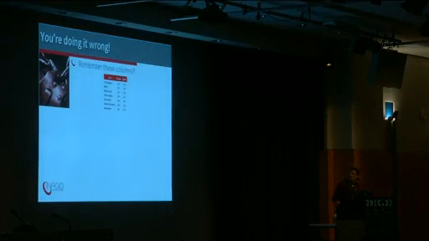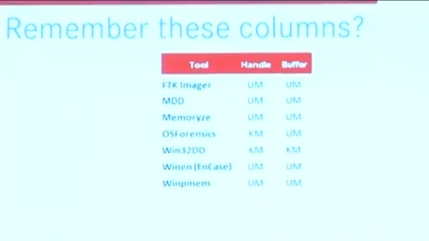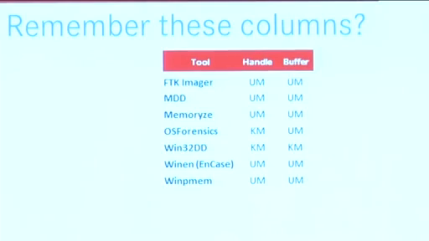Do you remember these columns? This was from the table that represented the patterns in memory acquisition tools. As I said, user mode handle means that the handle of the dump file has been opened in user mode. Buffer user mode means that the buffer being written to the dump file is in user mode. Do you see anything suspicious here?